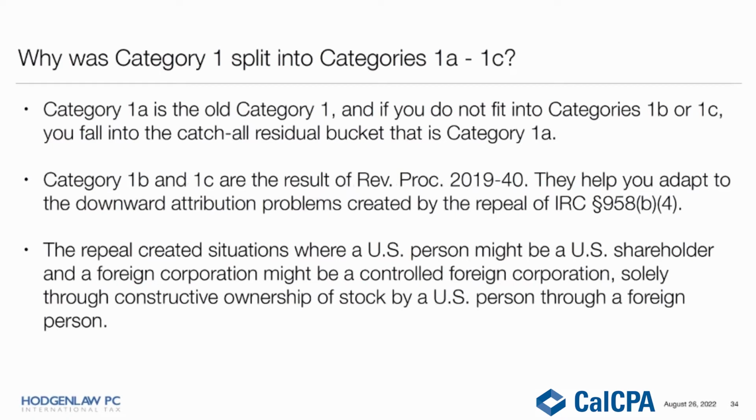So why was Category 1 split into ABC? Category 1A is the old Category 1, pre-RevProc 2019-40. Category 1B and 1C are a result of the attribution rule creating problems for a taxpayer who really truly wants to comply with the filing requirements for Form 5471, but may not have access to information to prove this thing is a specified foreign corporation or a foreign corporation, and may not have access to information to figure out how much income should be flowed through and drop onto the U.S.